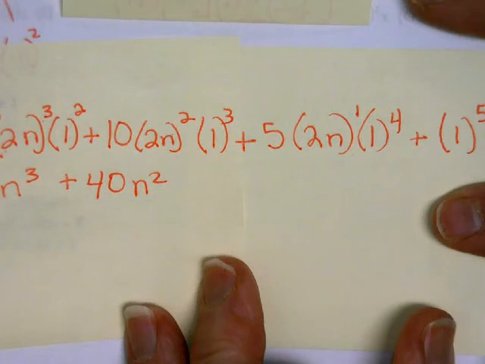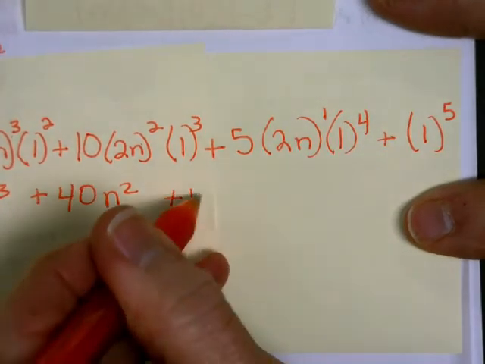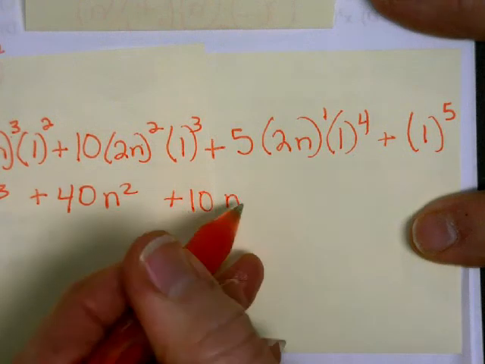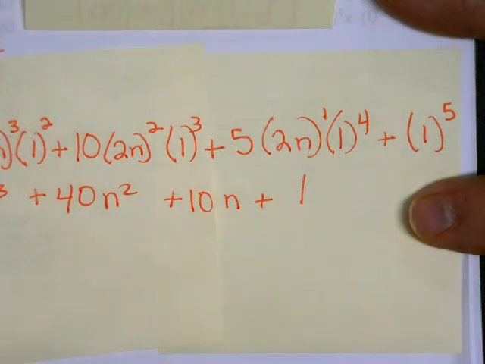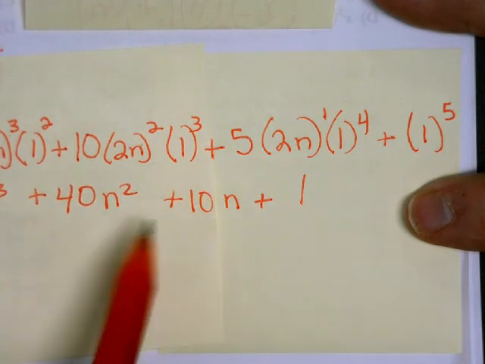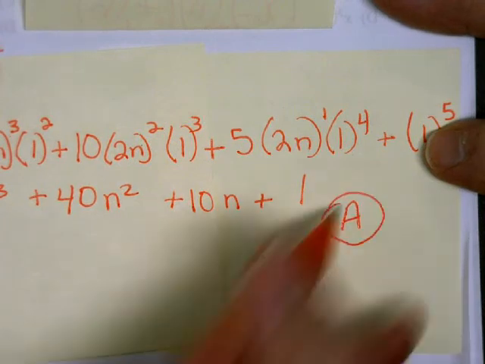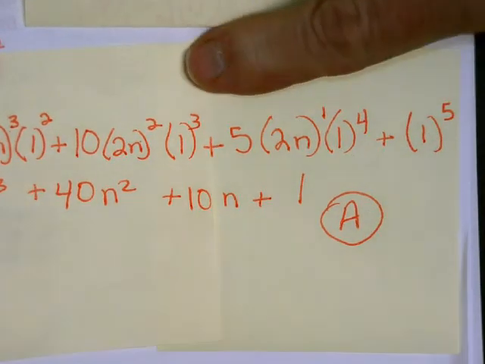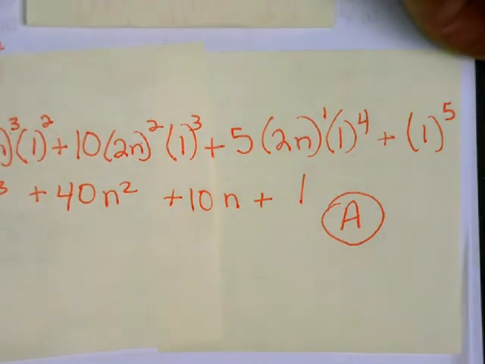n squared. And then this is 10n. And my last one is a 1. So 32, 80, 80, 40, 10, and 1 is letter A.